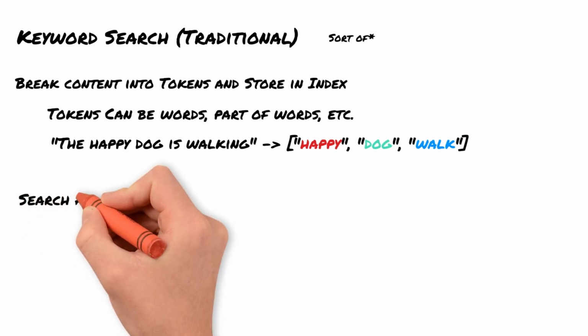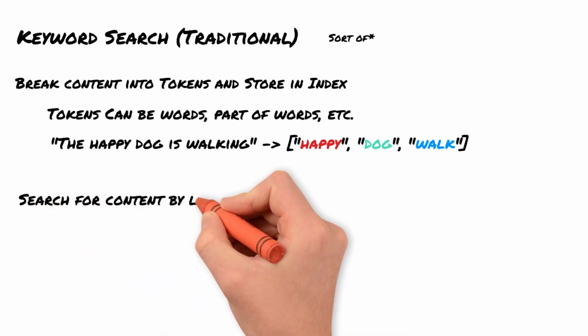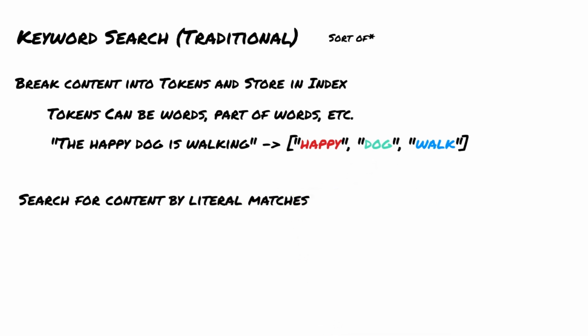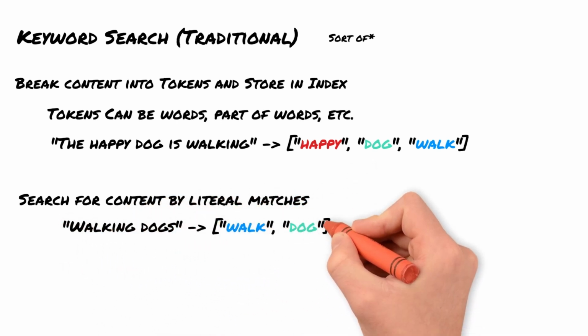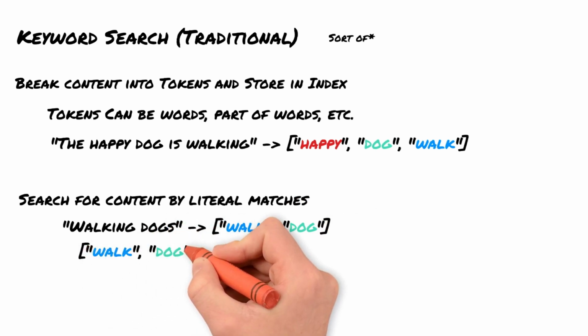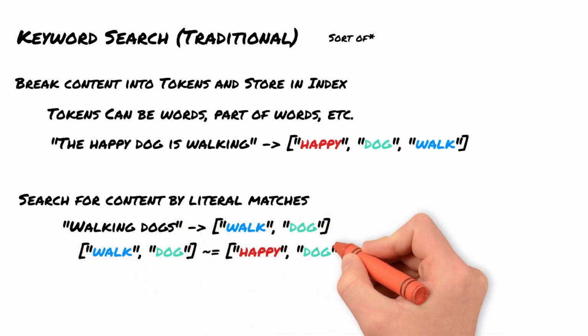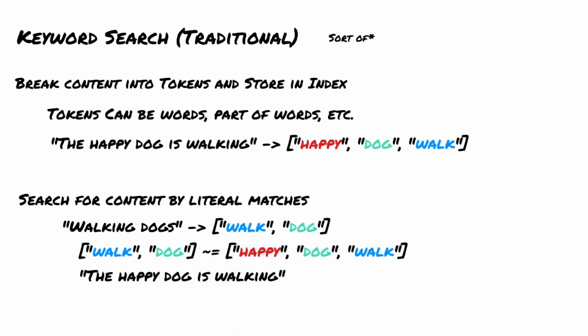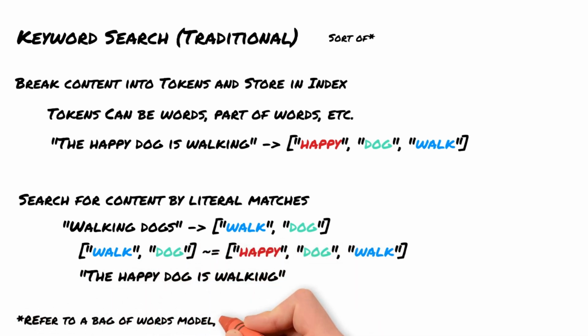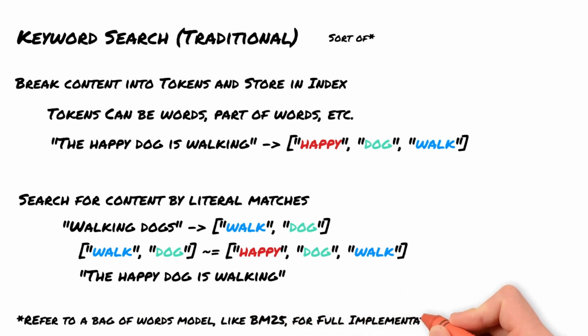To search for content, we're just going to look for literal matches with those tokens. Take the phrase walking dog, we might tokenize that as walk, dog. Then we'll look for a literal match, and we can find one with happy dog walk. That gets us our "the happy dog is walking" result. Refer to an algorithm like BM25 for a full implementation.